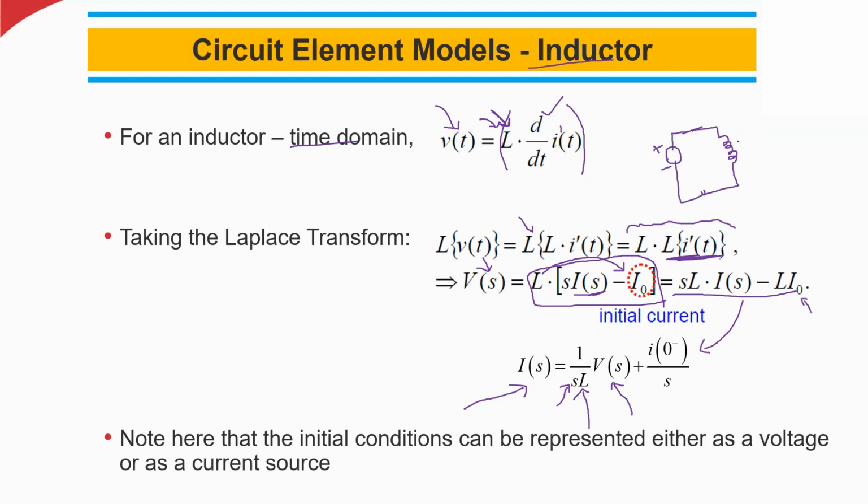Let us assume initial current. Before I start to apply the current, the initial condition of this inductor is 0. So I0 means at time 0, the current across this inductor is 0. But now I have a switch here. Let us assume I have a switch.